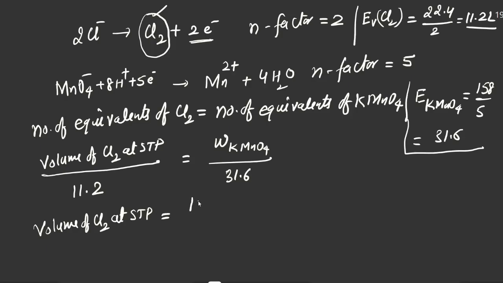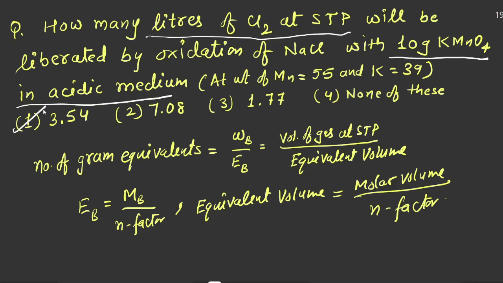The weight of KMnO4 is 10 divided by 31.6 into 11.2. So it comes out to be 112 divided by 31.6. What is the answer here? Tell me. It is 3.54, and that is our answer. Now I come to that part. So this is the way to calculate. Now the other formula is N1V1 equal to N2V2, that is the same.